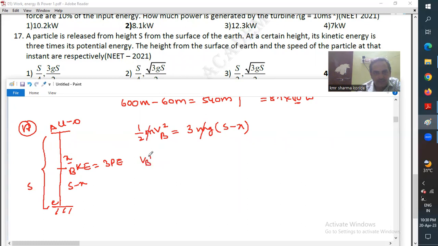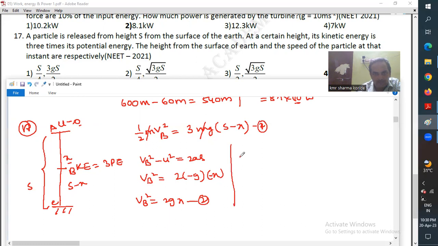So making use of Vb square minus U square is equal to 2as. Since U is 0, Vb square is equal to 2 into g into x, x is the distance. So therefore Vb square is equal to 2gx. This is equation 1, this is equation 2. Substituting 2 in 1.